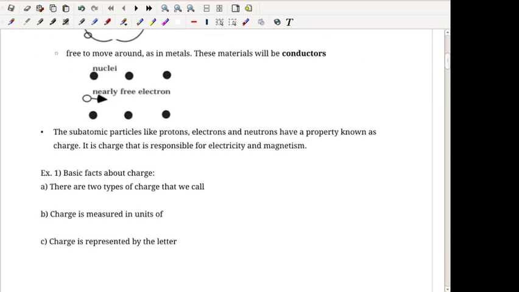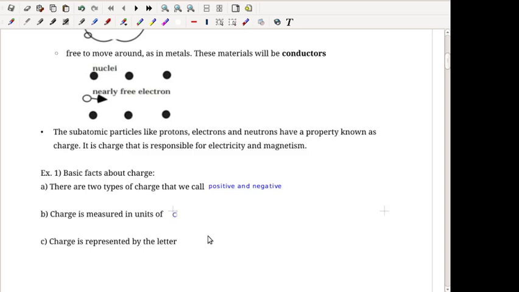Basic fact about charge: there are 2 types of charge that we call positive and negative. Those are arbitrarily given to the protons and electrons. There's no reason that a proton couldn't have been negative and an electron couldn't have been positive. The idea is that they're opposite.